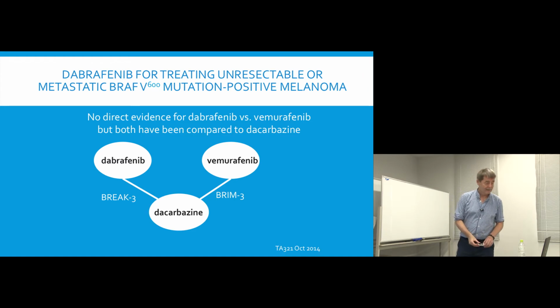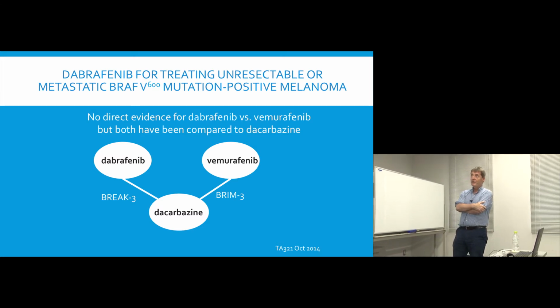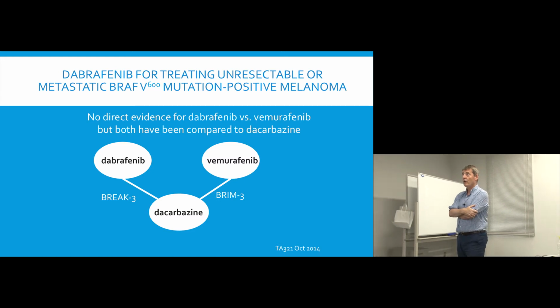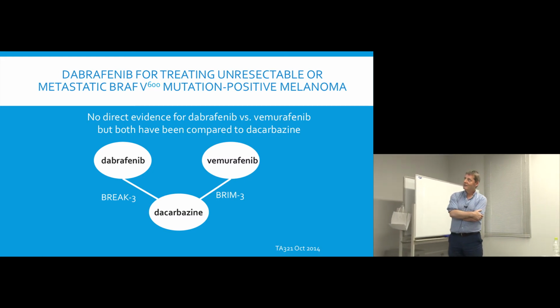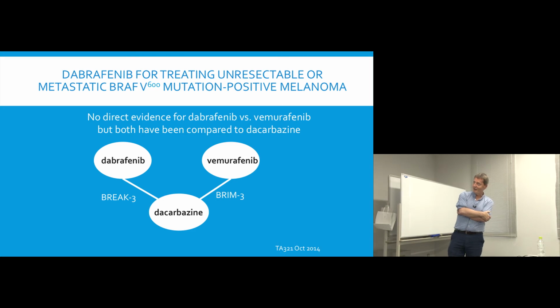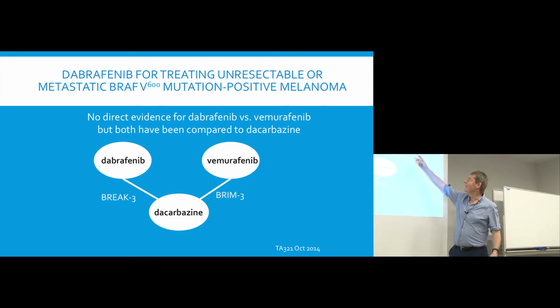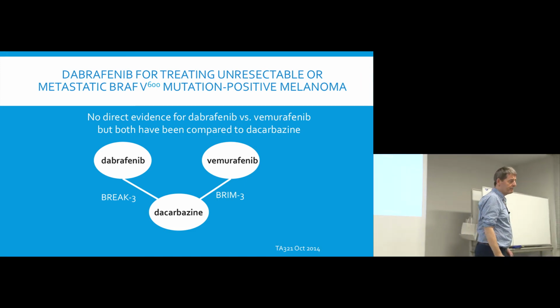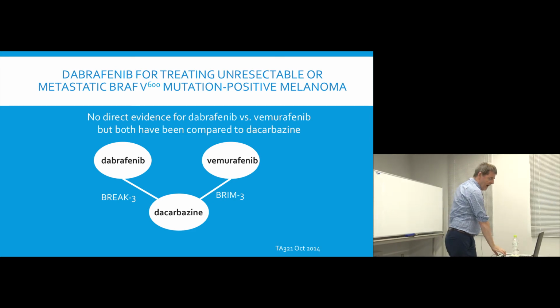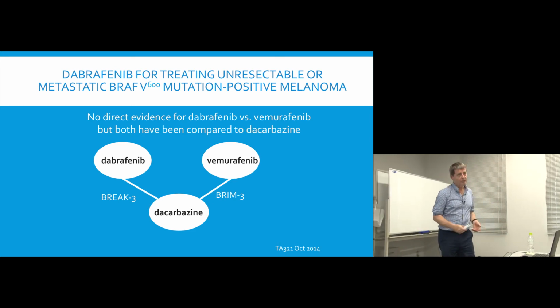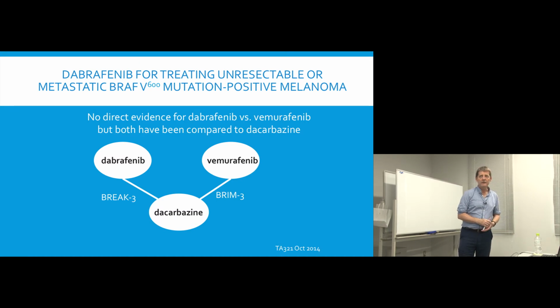Here's an example. I like to introduce real examples just so you see that it's not just a sort of theory or something like that. So dabrafenib is a treatment for unresectable or metastatic BRAF V600 mutation positive melanoma. That bit doesn't really matter. I mean, it matters, but it's melanoma, so it's skin cancer, or a form of skin cancer, and late stage. If you're unresectable or if you're metastatic, you're fairly advanced.